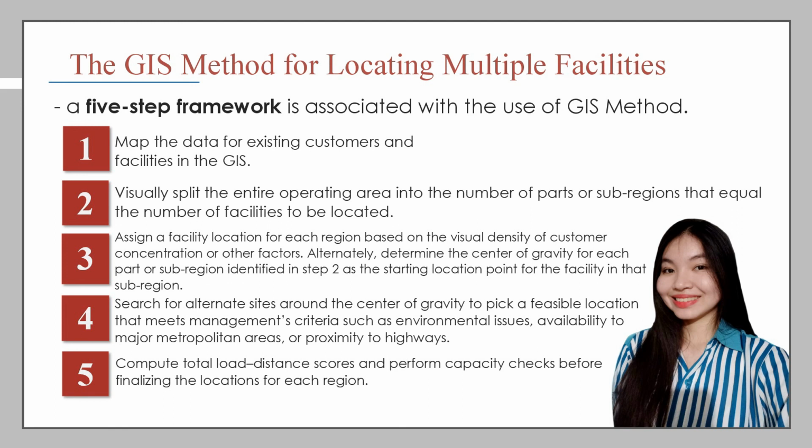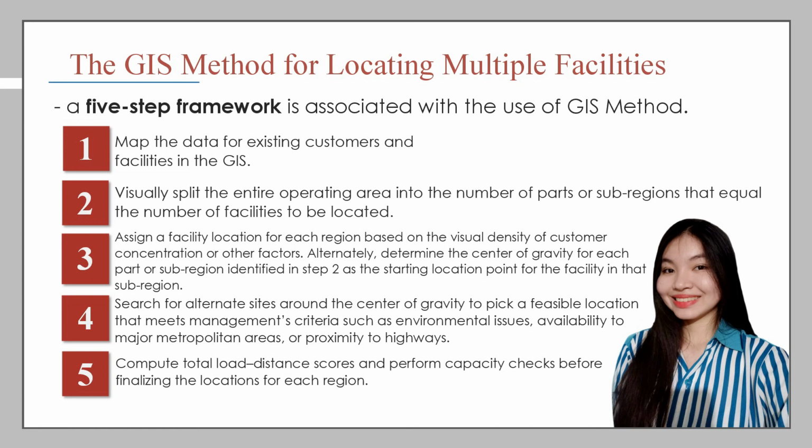Third step is to assign a facility location for each region based on the visual density of customer concentration or other factors. Alternately, determine the center of gravity for each part or subregion identified in step 2 as a starting location point for the facility in that subregion.